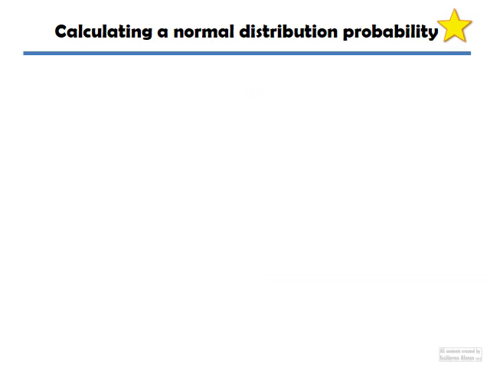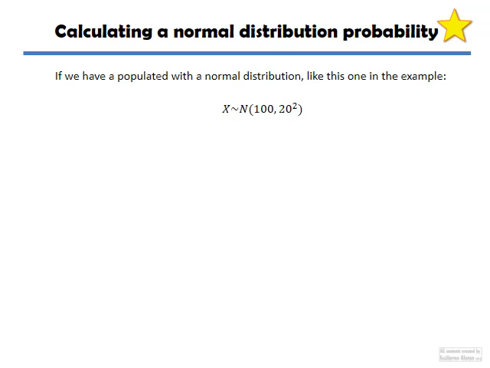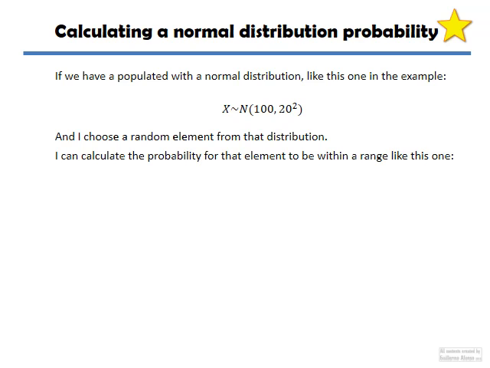So how do I calculate the probability? How do I calculate that 0.09 that I got earlier on, for example? Well, we have a population distributed normally. Here we have my IQ population example, and I choose a random element from that distribution. I'm going to go out in the street and pick somebody completely random. So what is the probability that that person is within a range, for example, between 90 and 120?